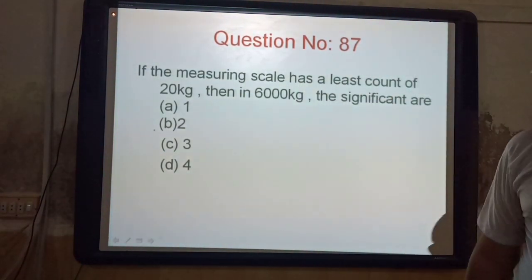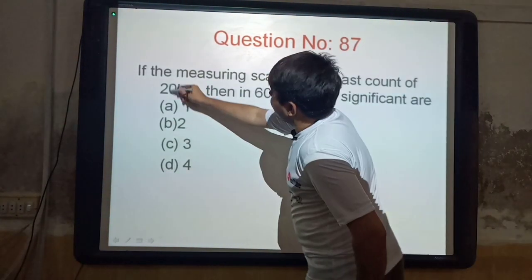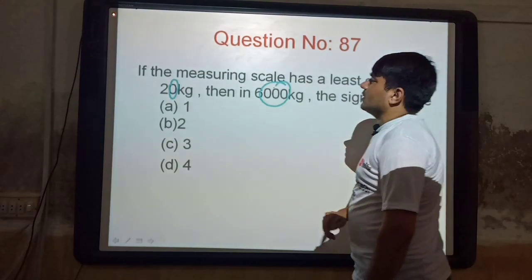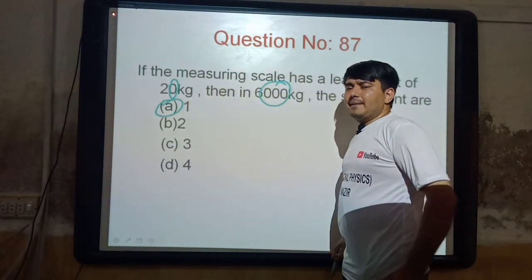If the measurement scale has a least count of 20 kg, then for 6000 kg the significant figures are the same. Here the zeros are not considered. These three zeros are not considered. That's why the significant figure is always 1.